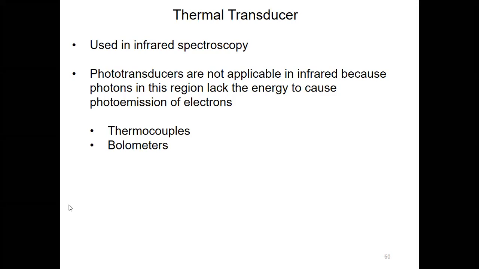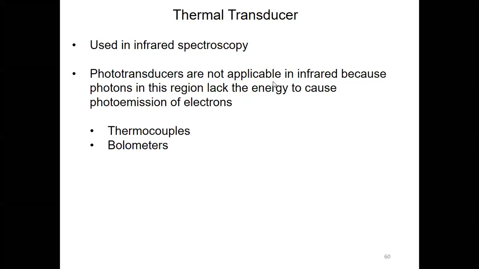Okay, sorry about that. So what we discussed was the thermal transducers. The thermal transducers are mostly used in the IR spectroscopic technique. There's a reason, and the second point describes it. Phototransducers are not applicable in IR because photons in this region lack the energy to cause photoemission of electrons. What does this mean?